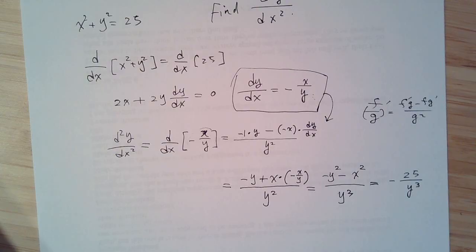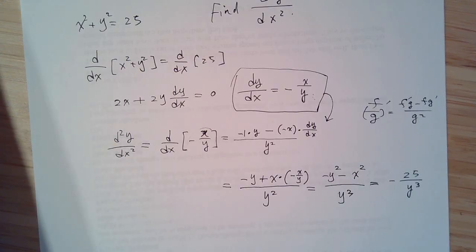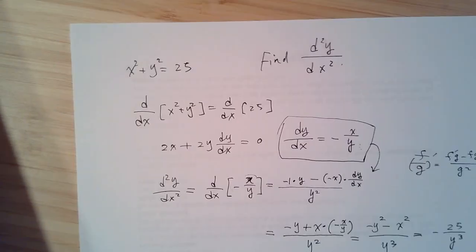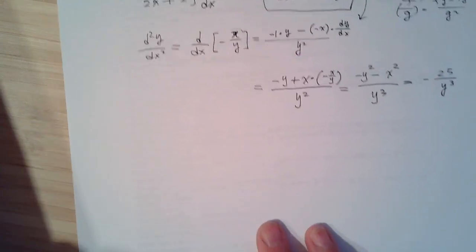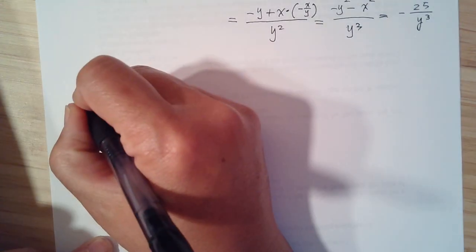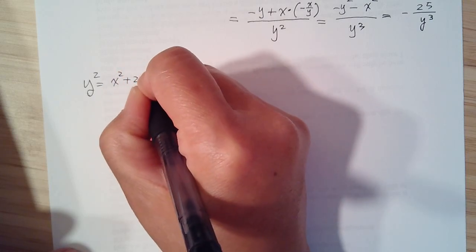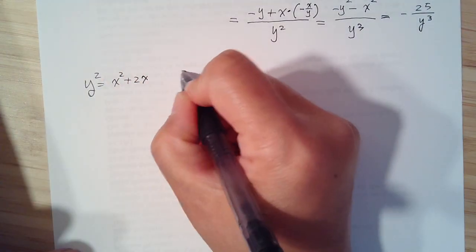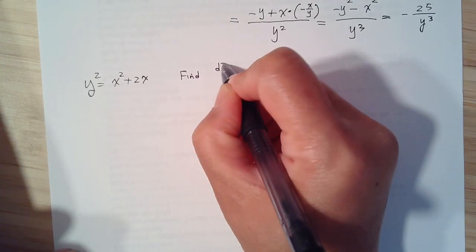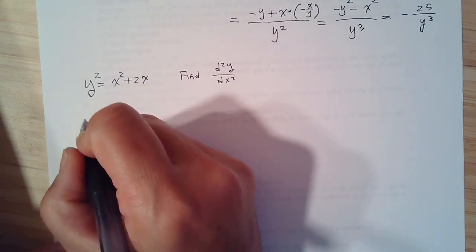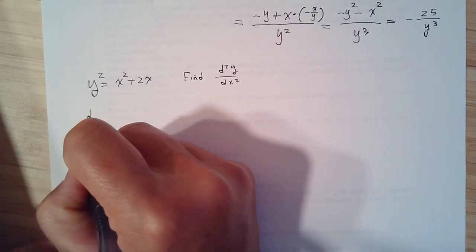I don't think we have a lot of examples there, but I will find some more for you. I'm going to work on another example. I hope I have enough space. I might need more paper. Now, if you have y squared equals x squared plus 2x, again I ask you to find d squared y over dx squared, the second derivative. So let's find the first derivative. Did you see that I keep writing this?